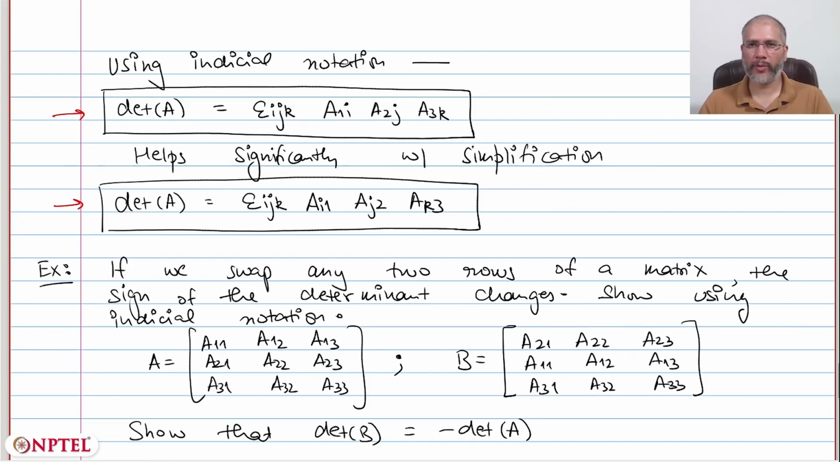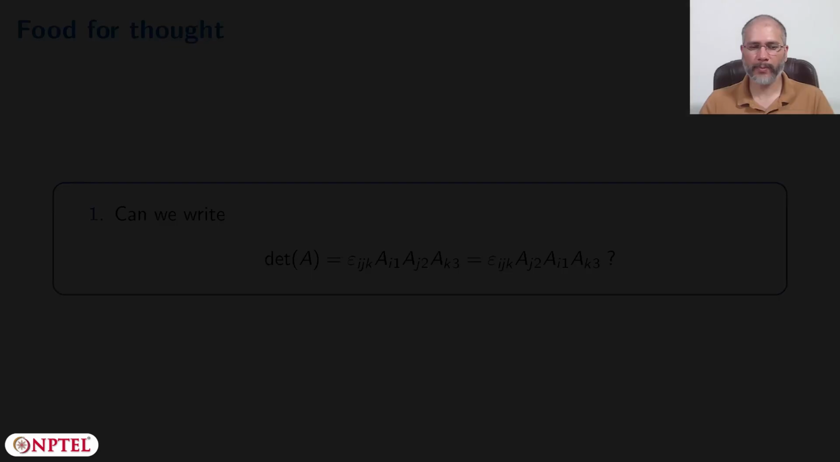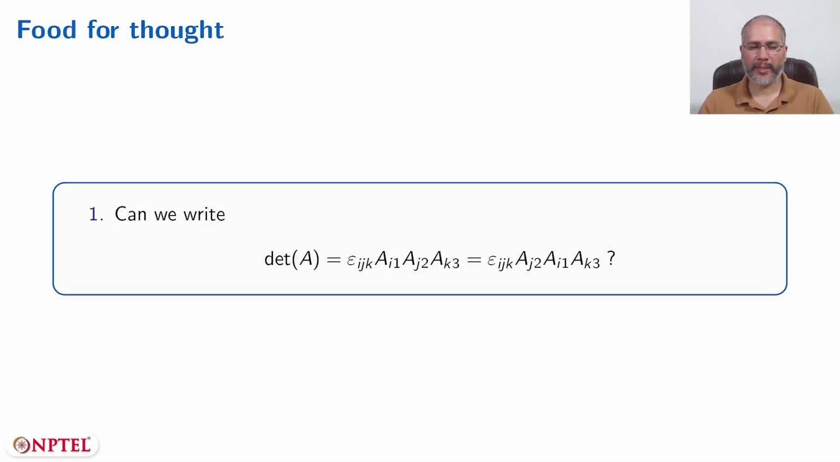So before we close, there is a problem for food for thought. The problem says, can we write the determinant of A, which is epsilon ijk Ai1 Aj2 Ak3, as epsilon ijk Aj2 Ai1 Ak3? So can we swap the first and second A terms in the expression for the determinant in the indicial notation? So please think about it and I'll see you in the next lecture.